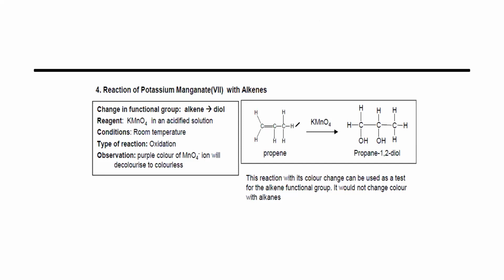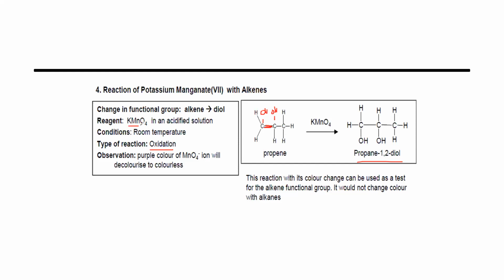So what does it result in? The 2 hydrogens are already there. The double bond will break, and OH is added to the 2 carbons. So it will result in the formation of a diol. This reaction with acidified potassium manganate 7 can occur at room temperature, and the type of reaction is oxidation because it's addition of oxygen.